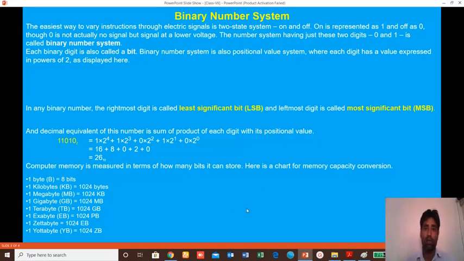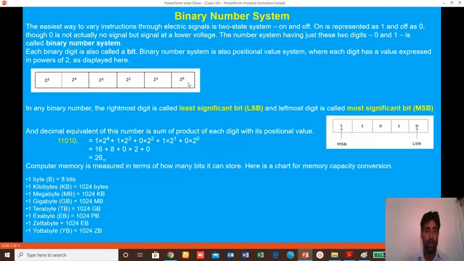Actually, a computer system is made up of electronic devices, and electronic signals are passed through while a computer is working. Any electric signal has only two states. One state is off and another is on. The on state is represented by 1, while the off state is represented by 0. So now let's take an example of a binary number.